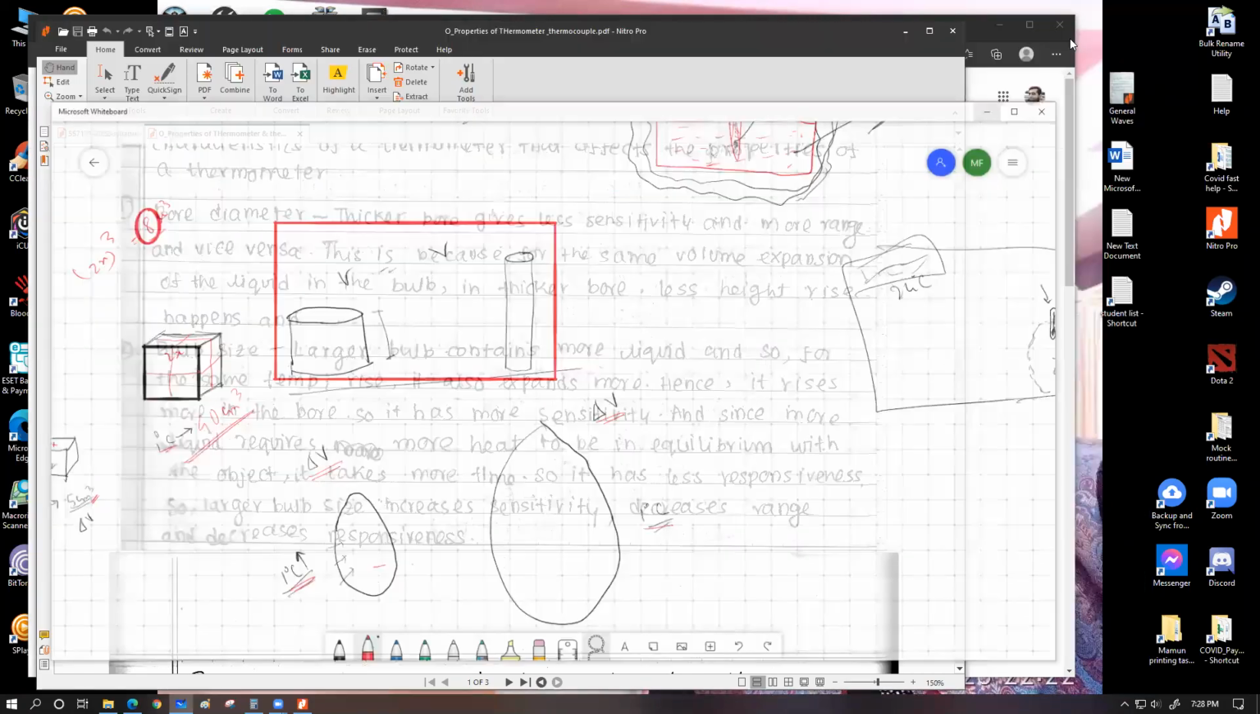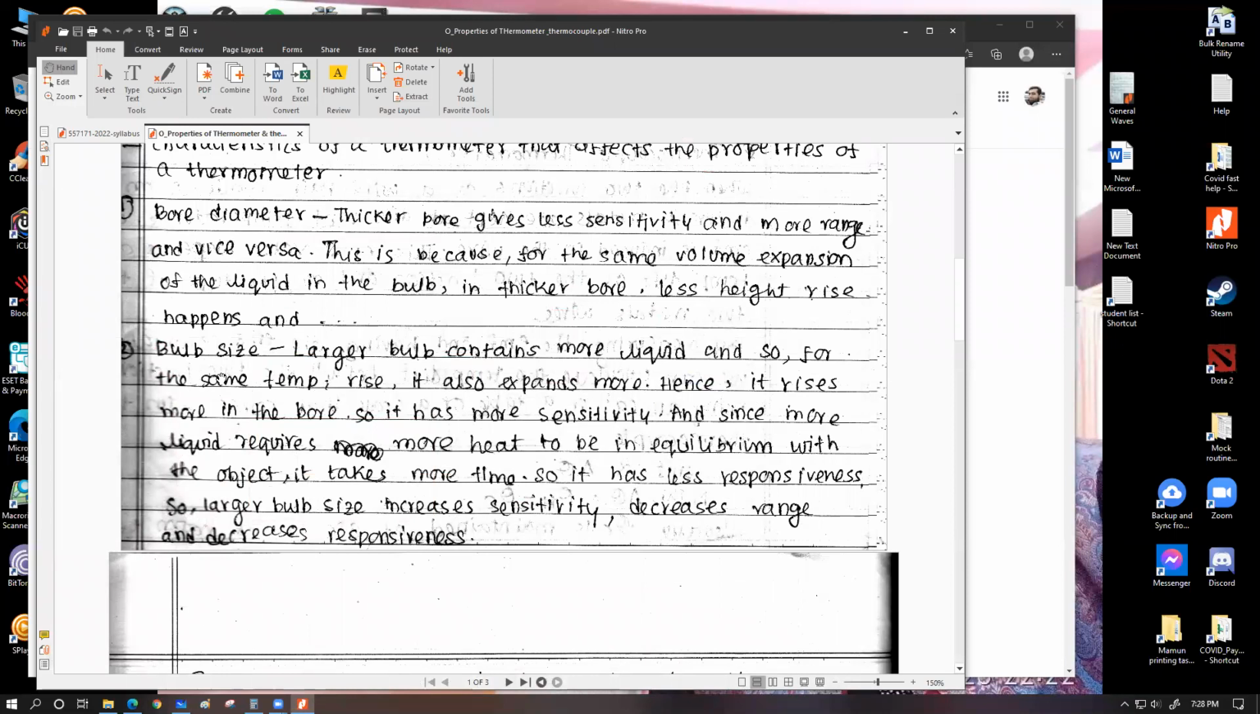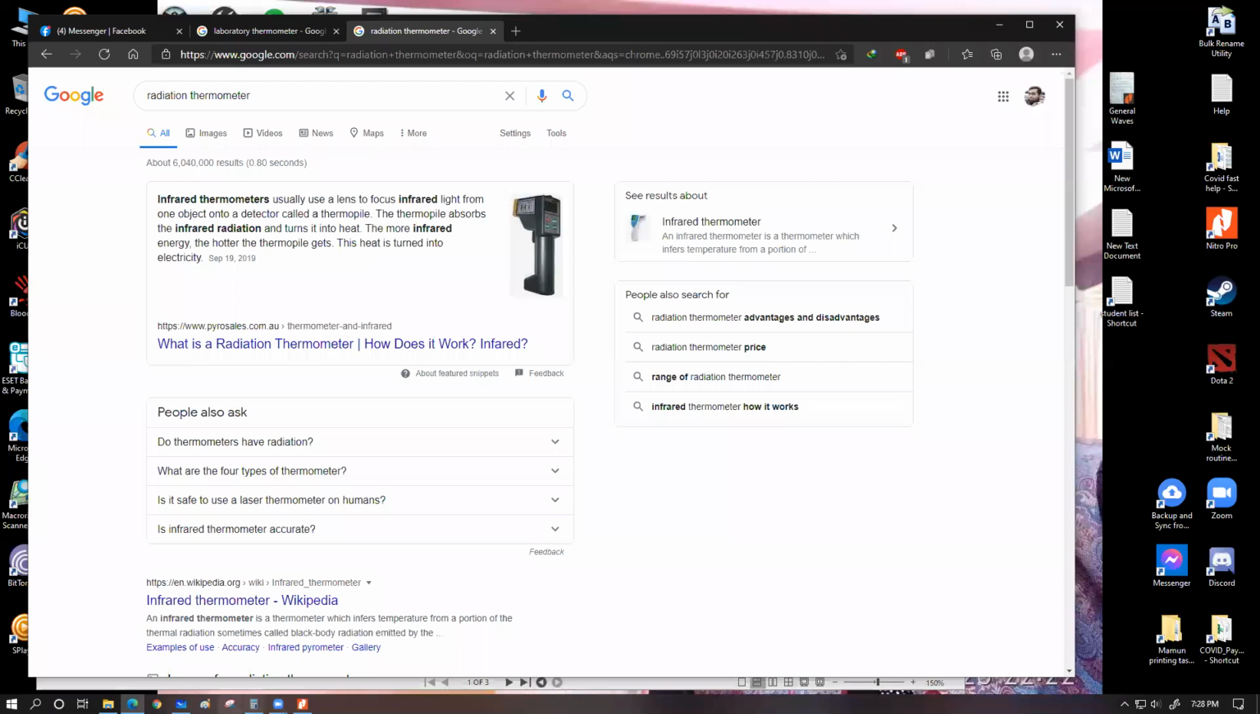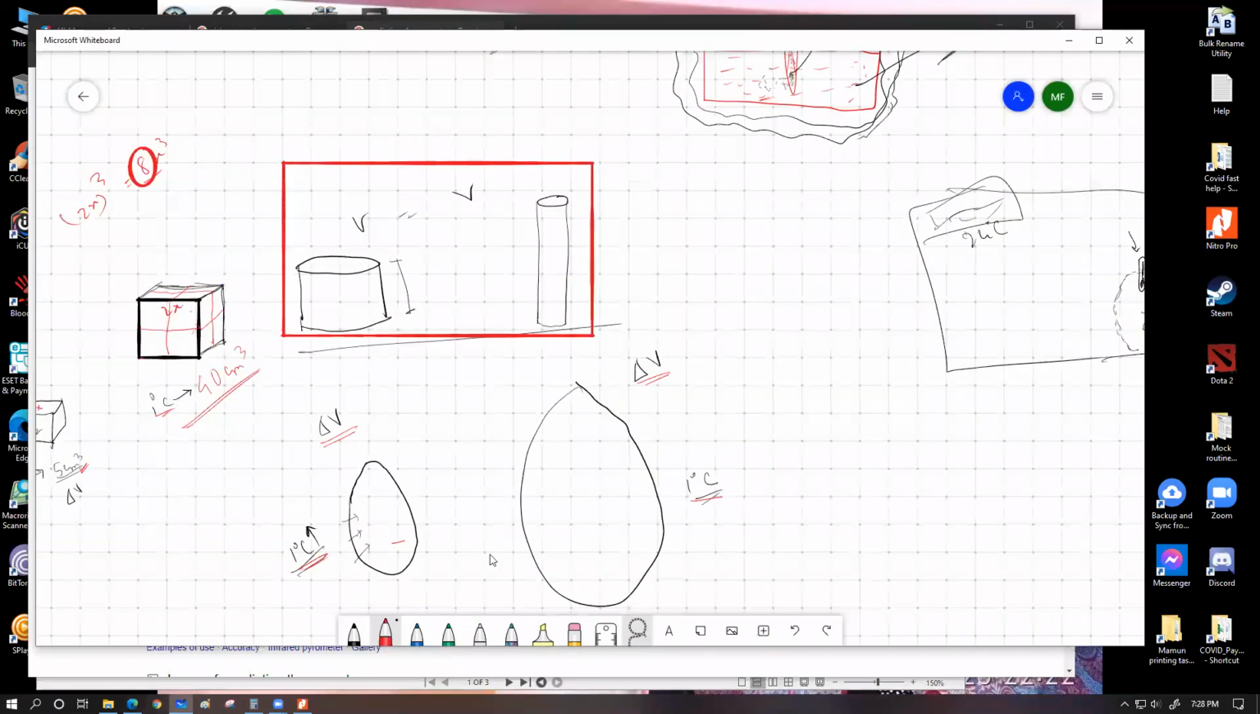So this is the first variable. The second variable that we have is bulb size. Let's have a look. The bulb size says a larger bulb contains more liquid, and so for the same temperature rise, it also expands more, which we just discussed. So for the same temperature change, this one expands more, this one expands less, which means this one will have more sensitivity because this one will essentially give a bigger height rise in the same bore.